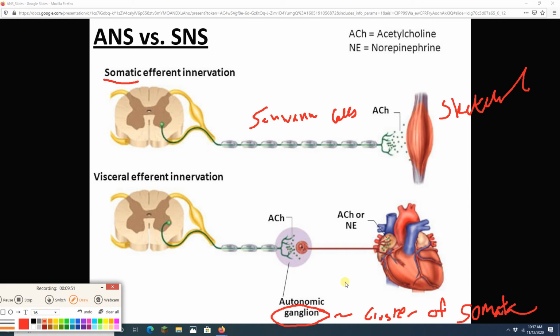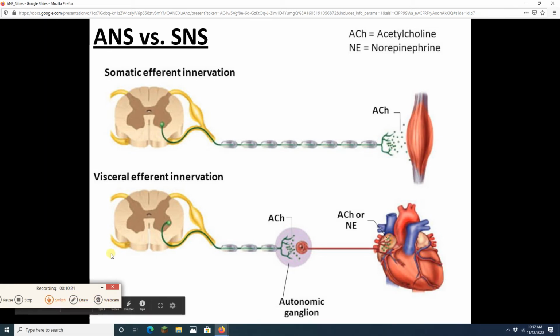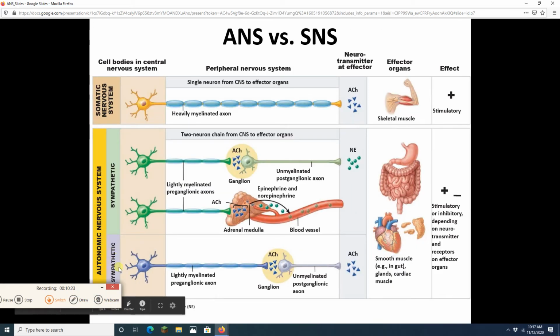So the pathway differs. The target organ, the effector, differs. The degree of voluntariness differs. These are all important things to be aware of as we contrast the autonomic versus the somatic nervous systems, the two types of motor efferent systems that we have. Okay, good stuff. Let's get rid of all that. Let's keep going. So, just another, more detailed picture of the same thing.